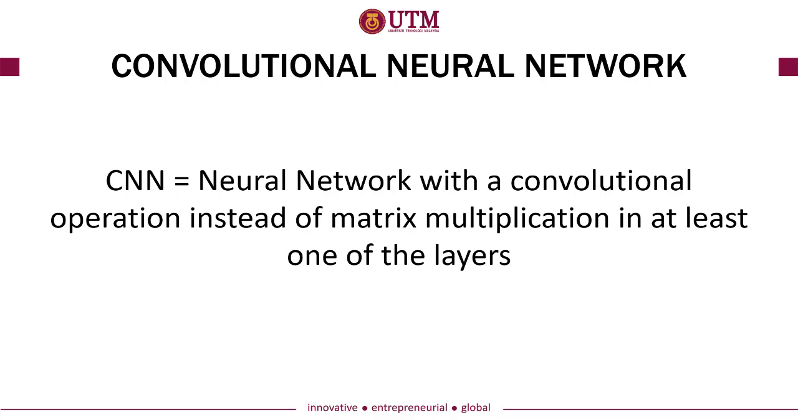Meaning that if there is a network which has at least one convolutional operation, it doesn't matter which layer we formulate the convolution operation in, you can consider it a convolutional neural network. Okay, but you will see later that most of the well-established CNNs use a lot of convolutional operations instead of matrix multiplication.